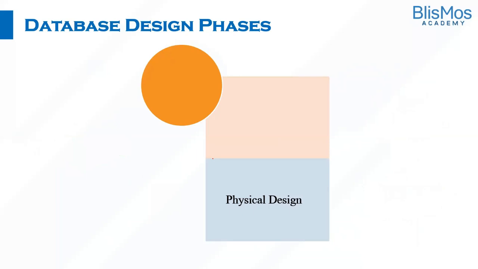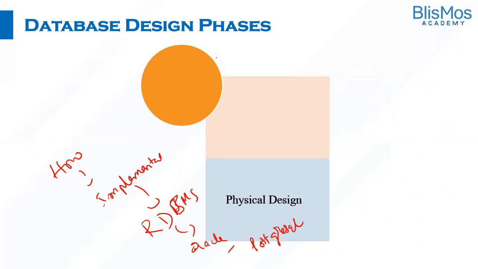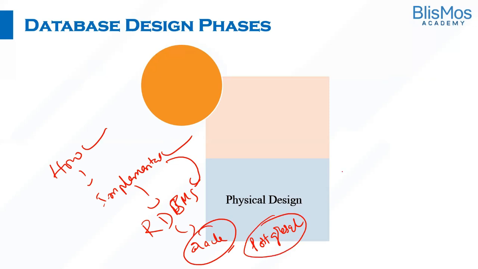What happens in a physical model? In the physical design phase, emphasis is on how the system will be implemented considering the RDBMS system like Oracle or PostgreSQL or MySQL. So usually this model is created by a DBA or developer. Wonderful, then we understood the important aspects of the database design.